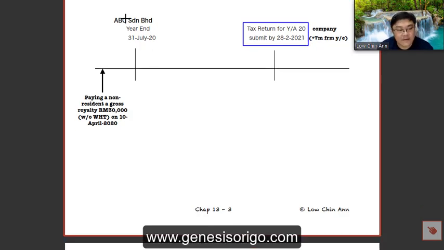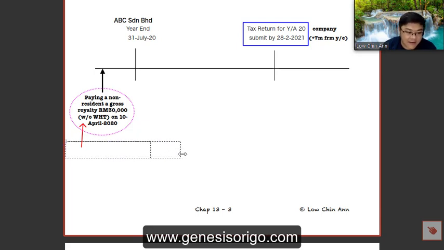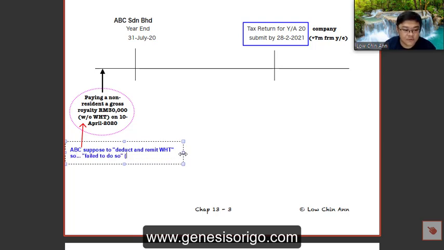Now, there's a small issue with ABC. This is their problem. They're paying a non-resident a gross royalty of 30,000, without withholding tax, on the 10th of April 2020. And I'm telling you right now that ABC was supposed to deduct and remit the withholding tax. So when you fail to do so, you have a non-compliance.